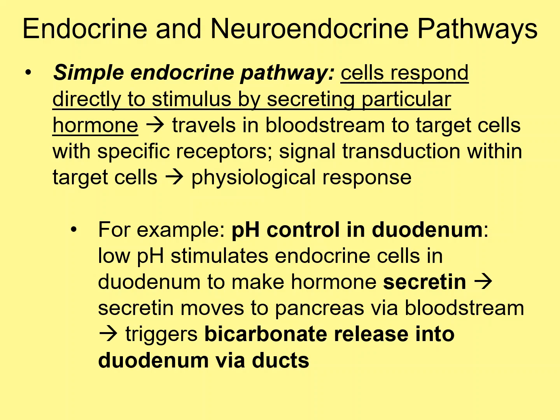And so those endocrine cells, again, right at the entrance of the duodenum, are making a hormone that's called secretin. Secretin is actually an endocrine hormone. It's not a local regulator. It actually has to move from those endocrine cells to the pancreas via the bloodstream. So it's not going directly. It has to go through the bloodstream. And then it binds to the target cells, which in this case are the cells of the pancreas, and triggers the pancreas to release bicarbonate through ducts to the duodenum. So it's a very short circuit, but it has to go through the bloodstream.